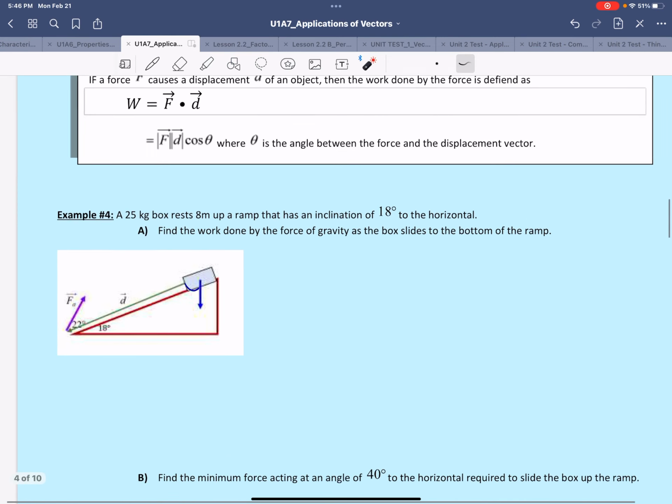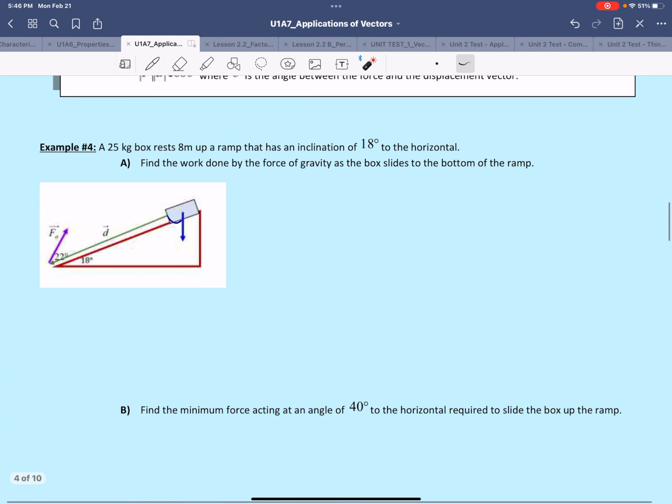So let's take a look at example number 4 in this case. What we have in here is a 25 kilogram box. So here is the box, resting 8 meters up a ramp. So it's right here, from here to down the ramp will be 8 meters. And the ramp makes an angle of 18 degrees with the horizontal, as indicated on the diagram. We have to find the work done by the force of gravity as the box slides to the bottom of the ramp. So we'll write the formula.